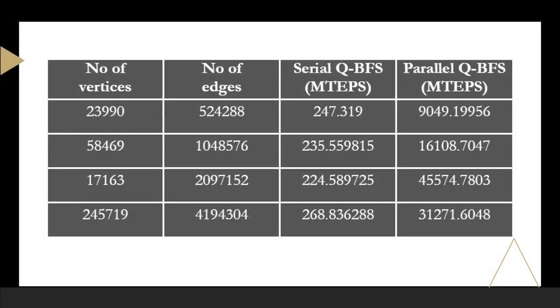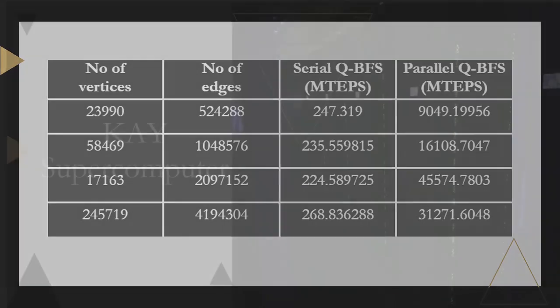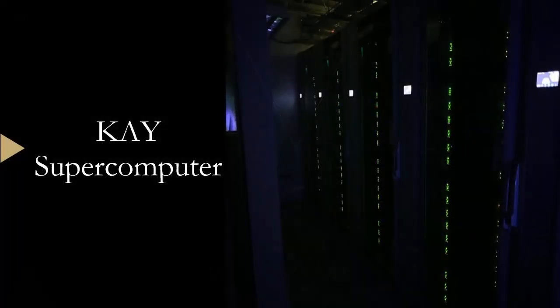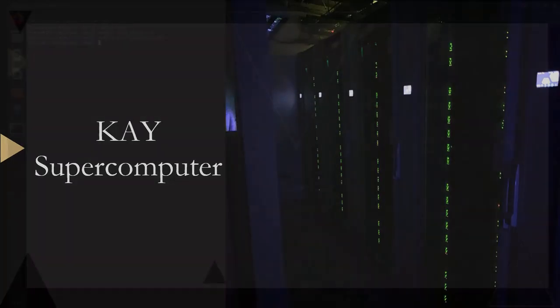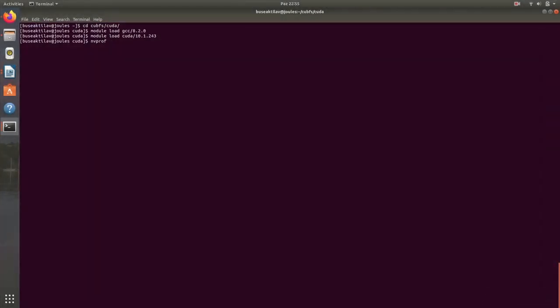Let's compare the results. In the table, we see the number of vertices and edges of the graphs, and how the parallel and serial code performed for these graphs. As you can see, the parallel BFS is much faster than the serial implementation. Remember, these results are achieved using the K Supercomputer. Its GPU partition has 16 nodes with Intel Xeon Gold 6148 with the addition of 2 NVIDIA Tesla V100 GPUs on each node. Before we finalize the video, let's have a look at the profiling tools.